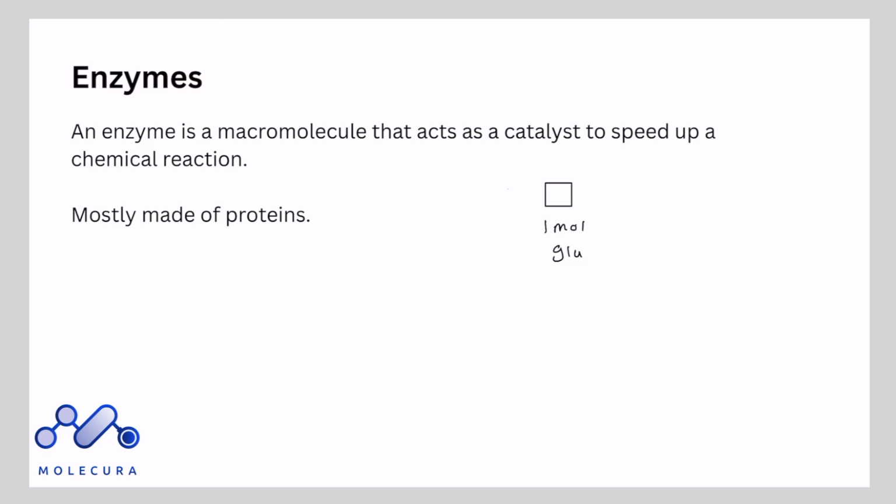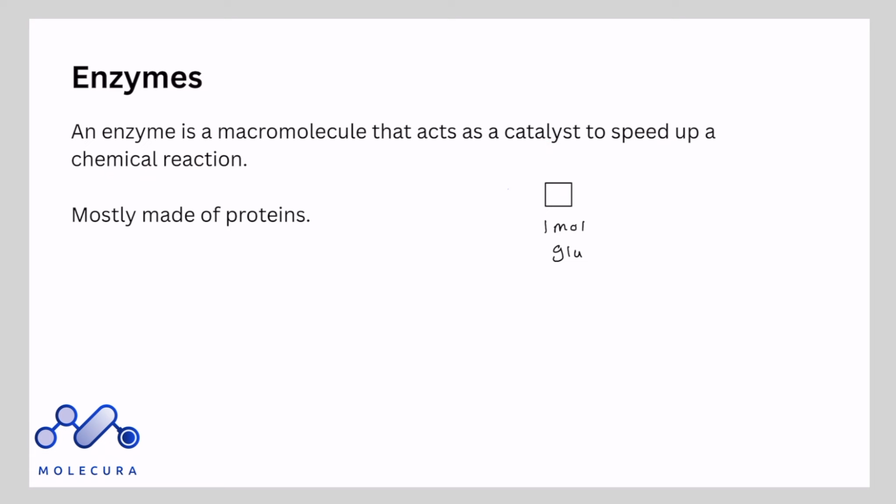So what is the difference between your kitchen floor and inside a cell? What's going to make this reaction happen at a much higher rate than outside the body? Your answer is going to be enzymes. The presence of enzymes is going to make this reaction much faster. So enzymes act as a catalyst to speed up a chemical reaction.